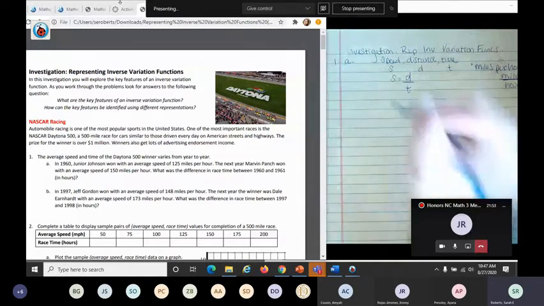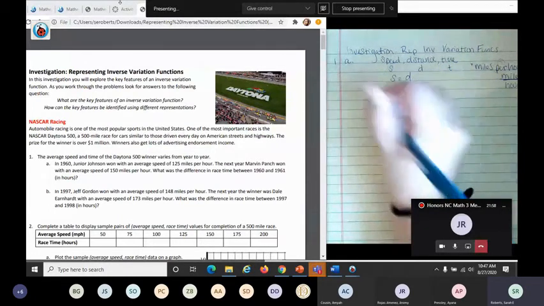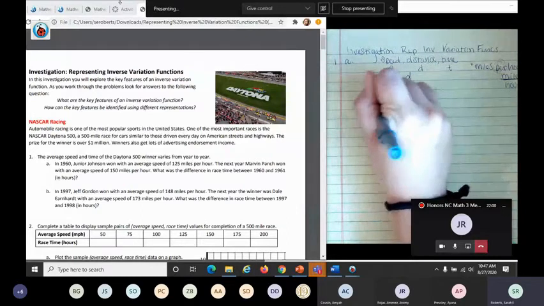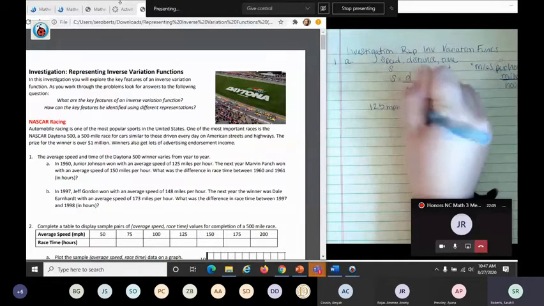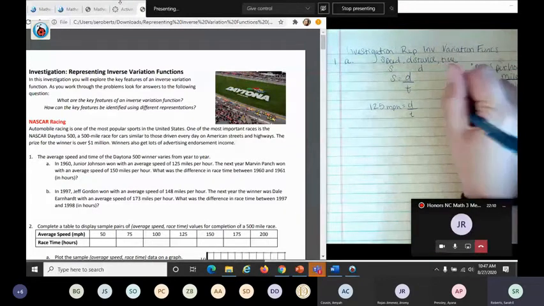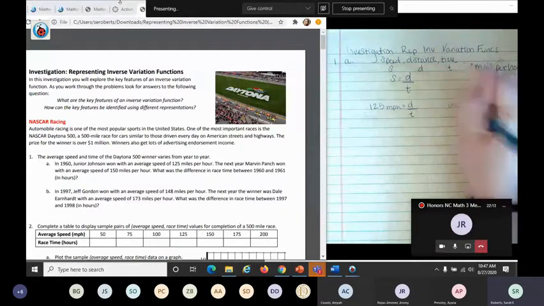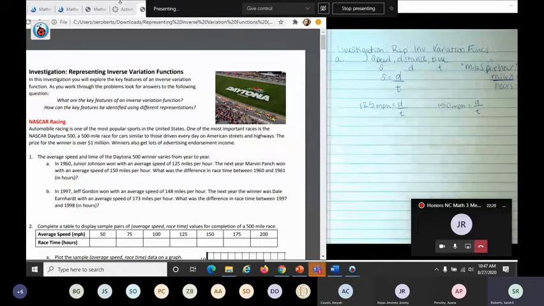So we are given speeds for each of these dates. We are told that Junior Johnson won with an average speed of 125 miles per hour. Okay, so that's going to be equal to some distance over some time. And then we are told that Pant won with an average speed of 150 miles per hour, and that's going to be equal to some distance over some time. Now we have two variables in each of those equations, but in order to solve for time, which is what it's asking us to do, we need to know the distance.